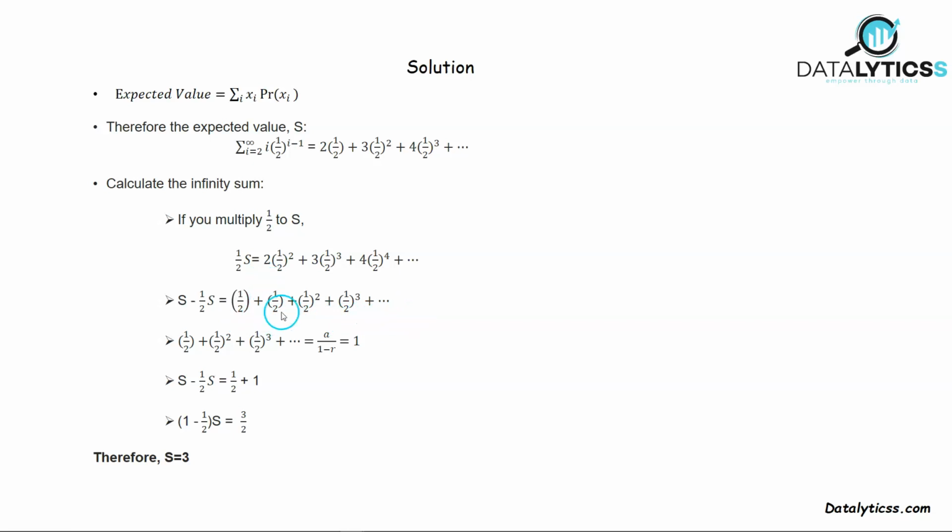We know that from this portion onwards, it generalizes to this, and adding up to infinity, it tends to 1. Simplify the equation to s minus half s equals half plus 1. Moving everything to the right side, we get s equals 3. That's why the answer is 3.